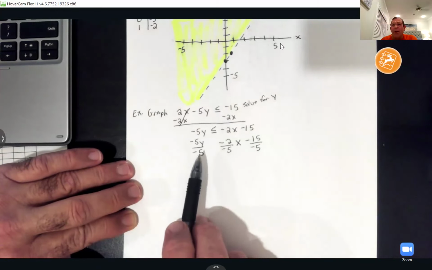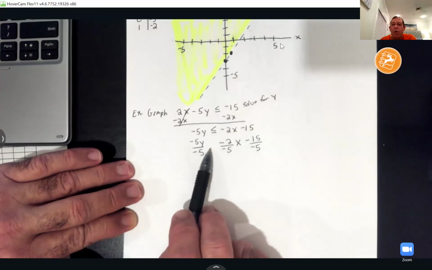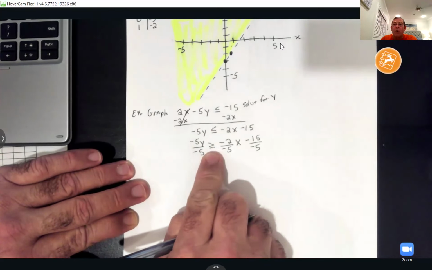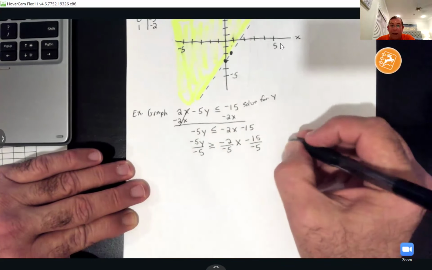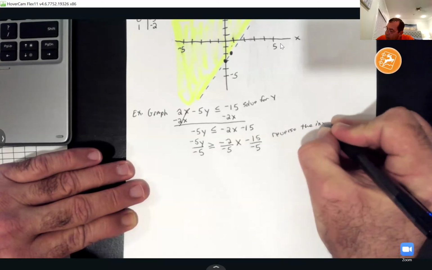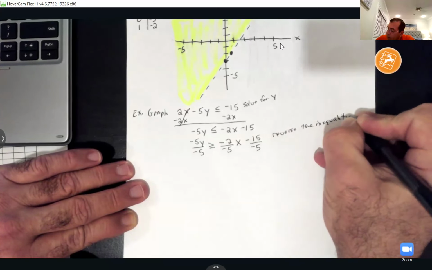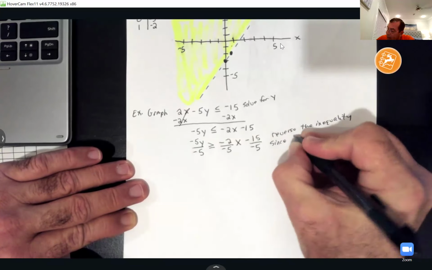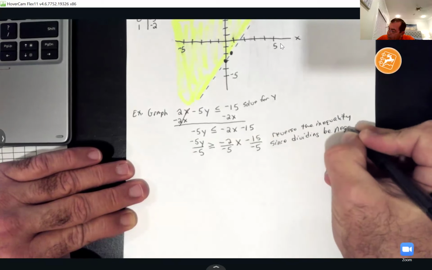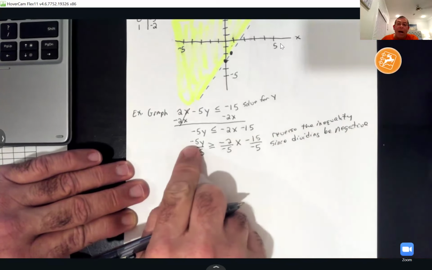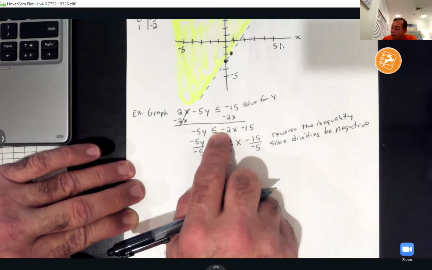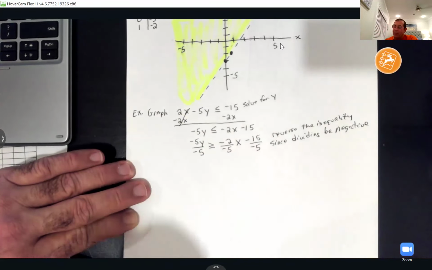There you go. Remember, on an inequality, if you divide by a negative number, y'all, you better reverse the order of that inequality. And I'm going to write that over here. Reverse the inequality since dividing by a negative. Now, if this was a positive 5 and I divided by a positive 5, I wouldn't have reversed it. I would have left it alone. It's only on those negatives that you're flipping them.